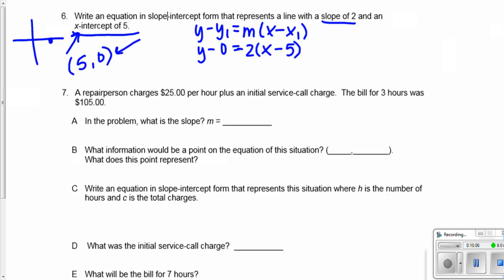So I just work it out. Y minus 0, woohoo, that's just y. 2 times x is 2x. 2 times negative 5 is negative 10. There is my equation. So my y-intercept now is negative 10.